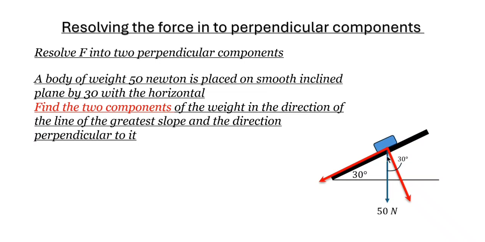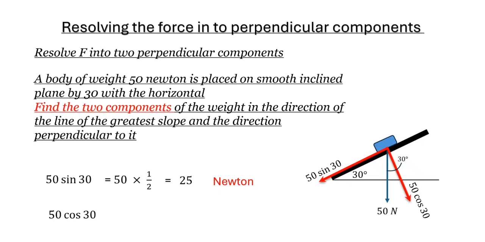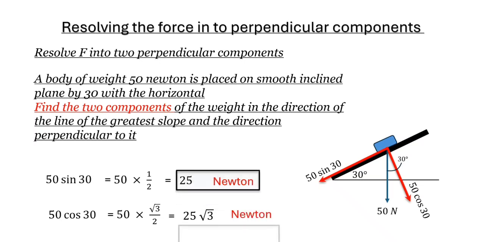Okay, so now how to resolve this force into two components. The nearest side, it will be cosine. It will be 50 cosine 30. And the other will be 50 sine 30. 50 sine 30, it makes 25 Newton. And 50 cosine 30, it makes 25 root 3 Newton. They are the two components.